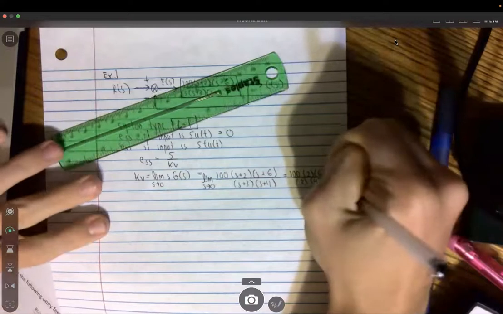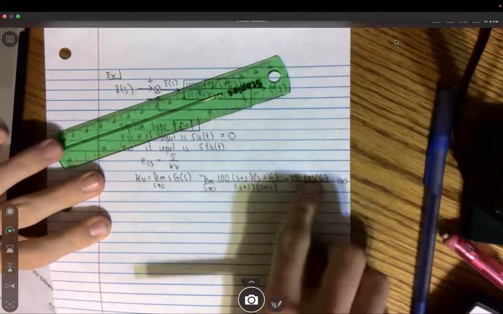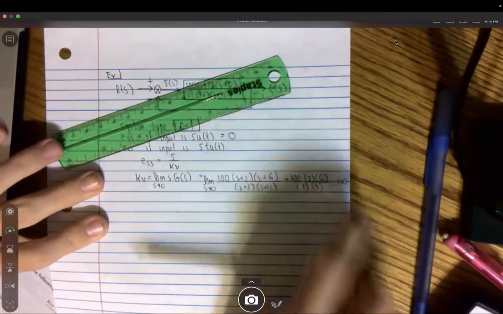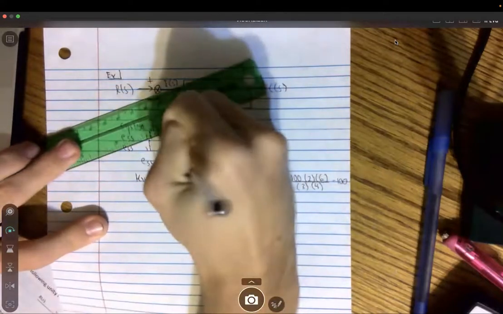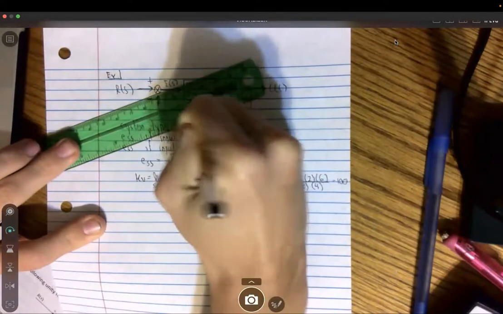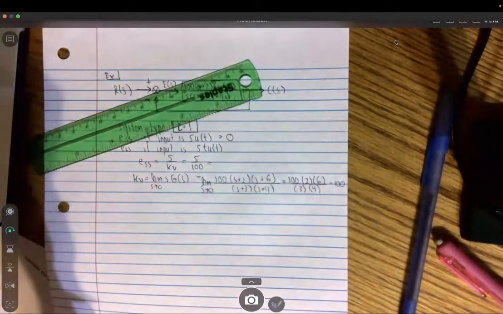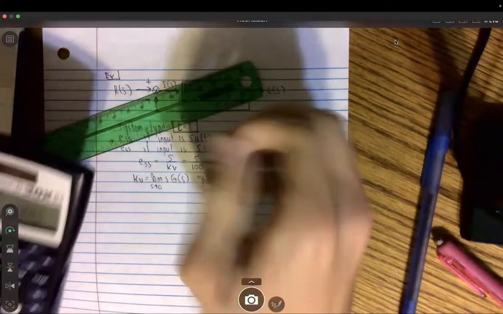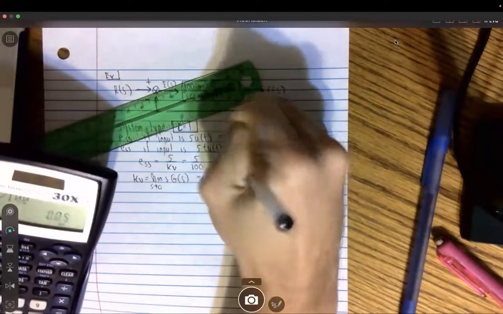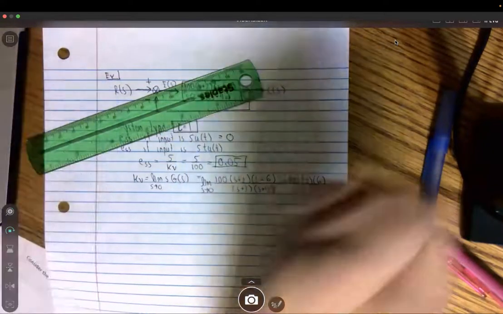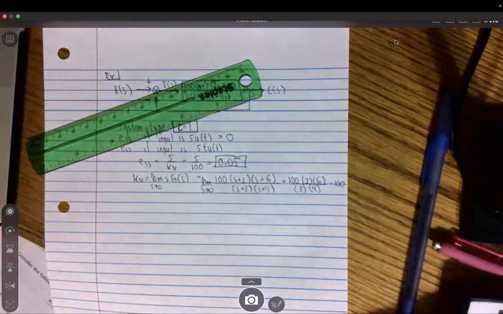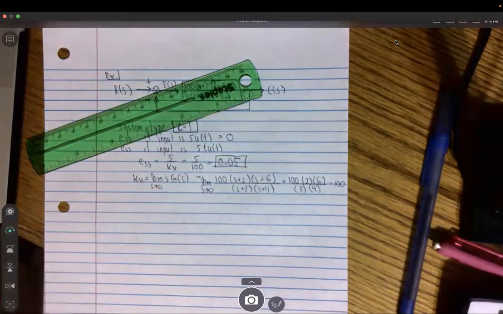you're going to get 100, because this will just be 12 divided by 12, so it's just going to be 100. And so here we get 5 divided by 100. When you do 5 divided by 100 in your calculator, you're going to get 0.05. Okay, so we're able to determine the steady state error from this unity feedback system.